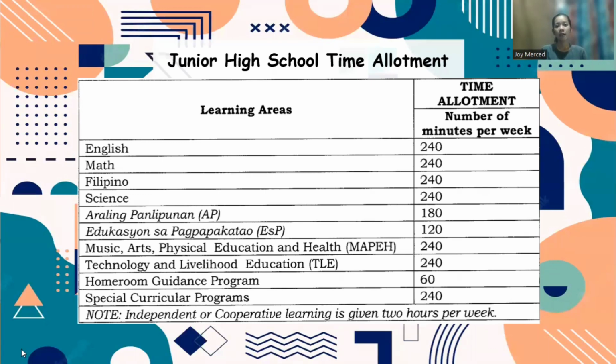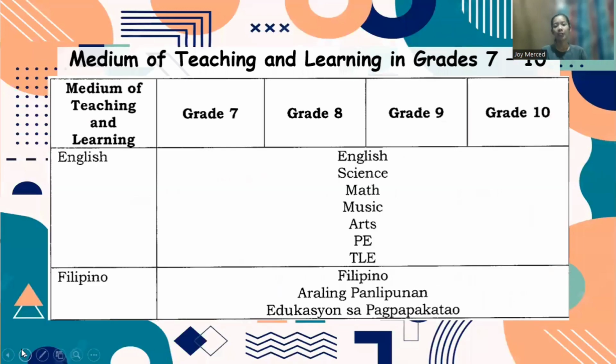Next, there's the medium of teaching and learning for grades 7 to 10. From grade 7 to 10, the medium of teaching is Filipino and English. As you can see there, from grade 7, 8, 9, 10, they all have the same subjects to be taught in the English language and the same subjects to be taught in the Filipino language.